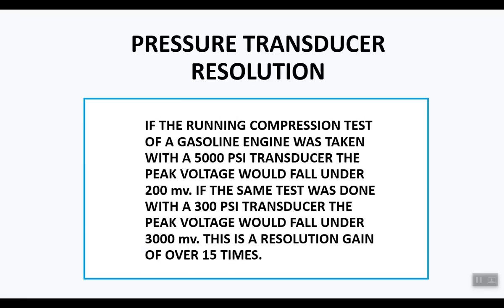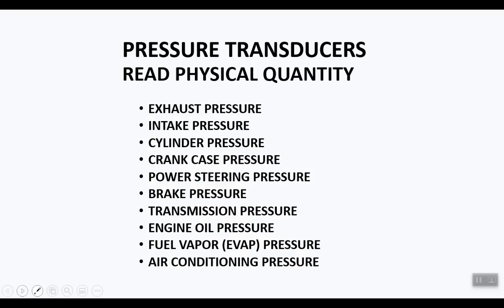If the running compression test of a gasoline engine was taken with a 5,000 PSI transducer, the peak voltage would fall under 200 millivolts. That's 0.2 volts. If the same test was done with a 300-pound pressure transducer, the peak voltage would fall at 3,000 millivolts. That's 3 volts. So this resolution gain is over 15 times. Again, this is just showing you that you really need to scale the pressure transducer for what the application is going to be, and you'll have better success in using these.